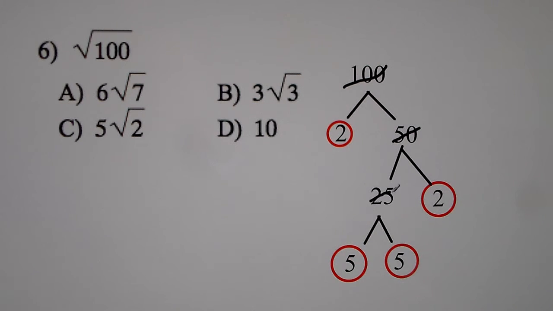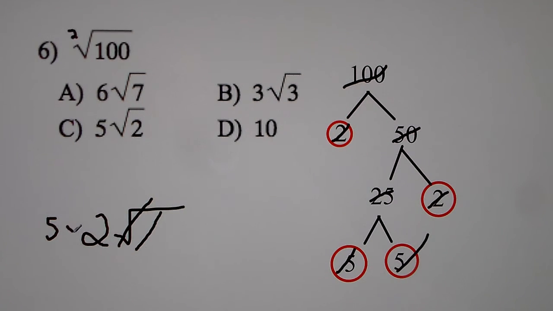Cross out the composite numbers. 2 times 5 times 5 times 2 gets us 100. So we need 2 of a kind. This 2 matches up with this 2, so we have a 2 on the outside. This 5 matches up with this 5, so we have a 5 on the outside. We have no numbers left on the inside. When we have no numbers left on the inside, the radical goes away.